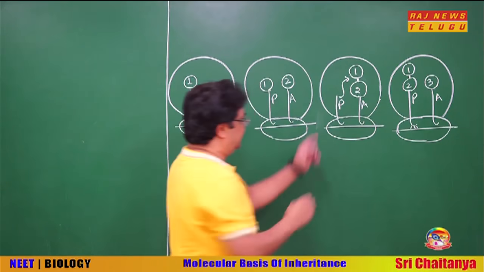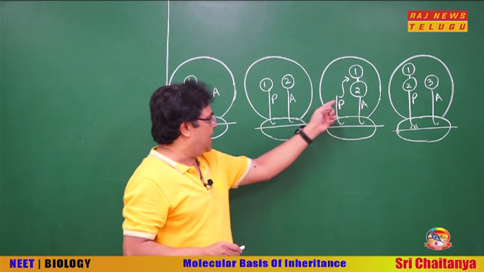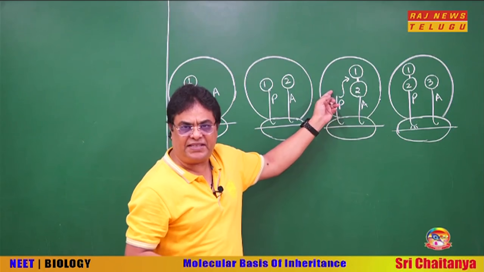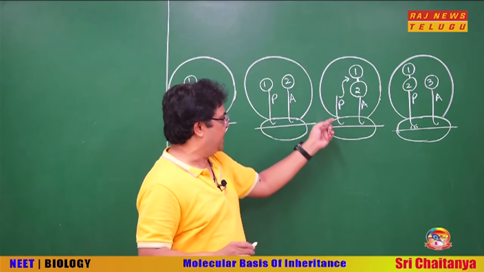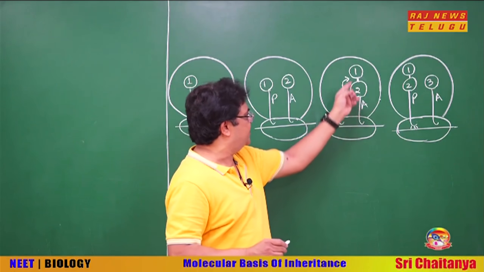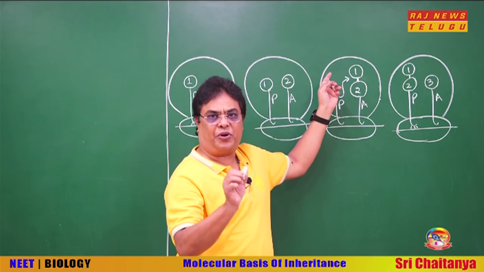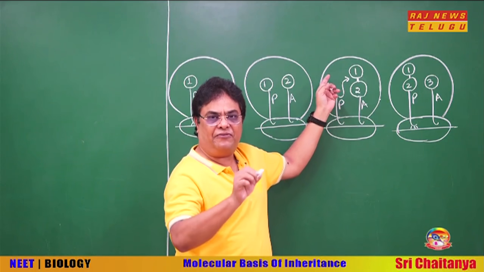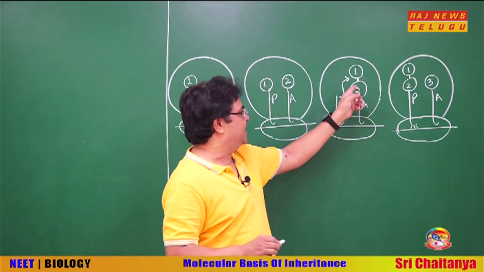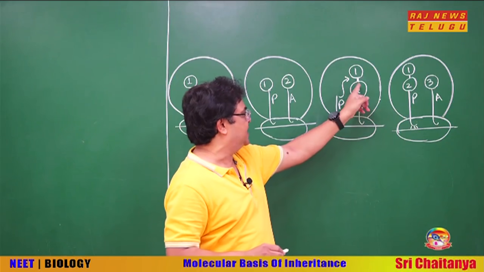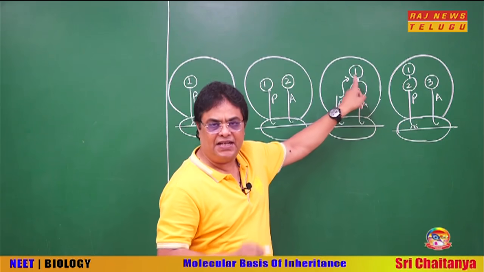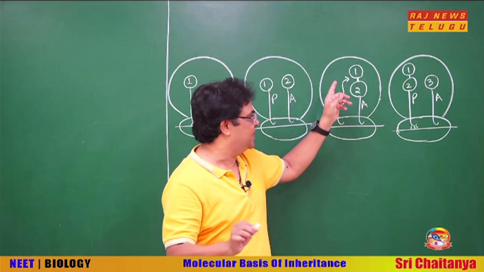So you see, this point is very important, children: the amino acid present at the P site detaches from its tRNA. It moves to the A site, and the carboxylic group of this amino acid forms a peptide bond with the amino group of the amino acid present at the A site. This peptide bond formation takes place. Okay.